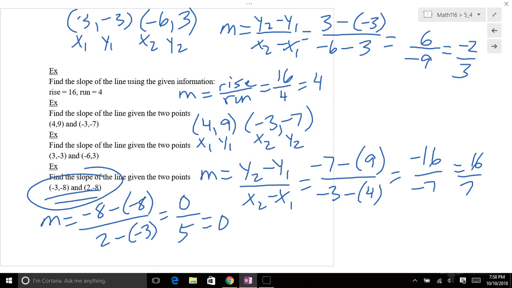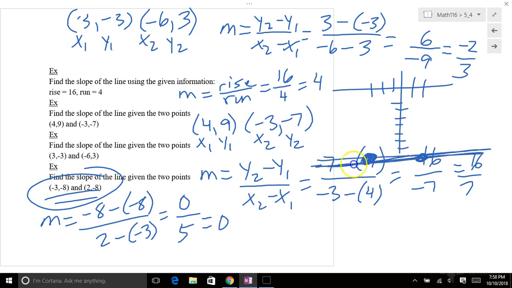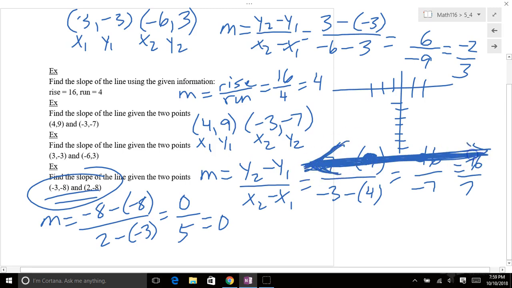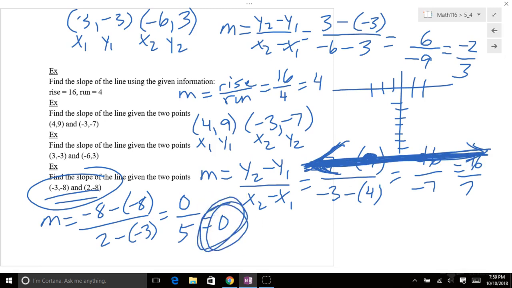And if you think about the slope of a line that's 0, if you were to plot those points, (-3, -8) is down here, and then you've got the point (2, -8) right here. If you were to draw this line, it's perfectly horizontal. That's why it's a slope of 0. There is no steepness to it, if you will. It's perfectly horizontal. So anytime you get a slope that's 0, you're going to have a horizontal line.